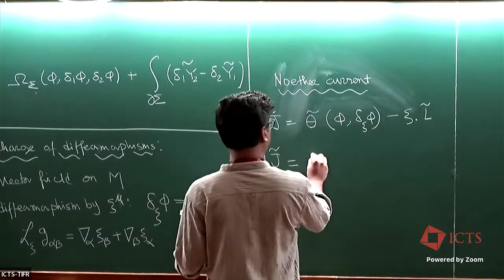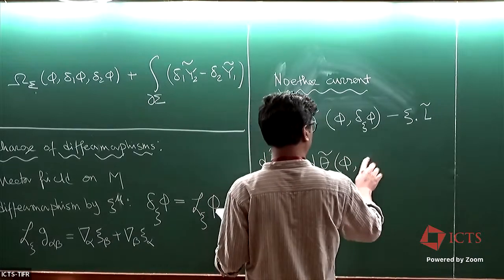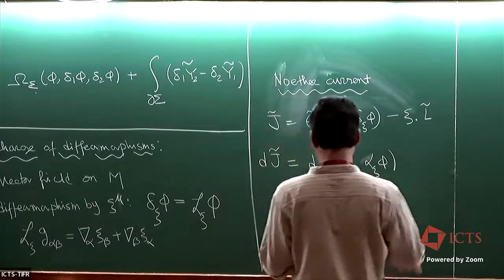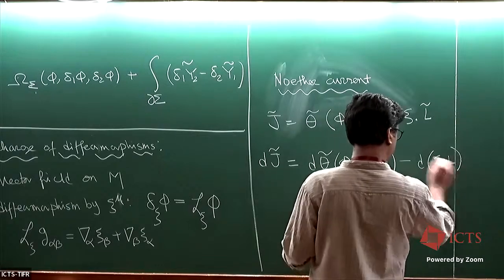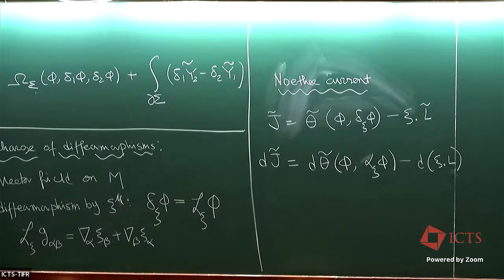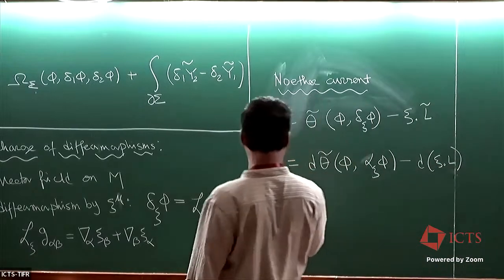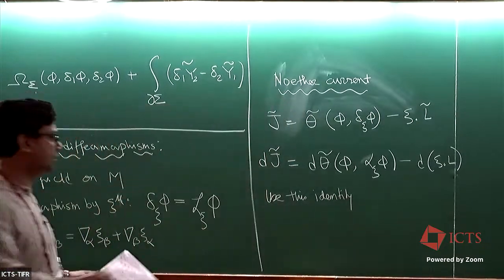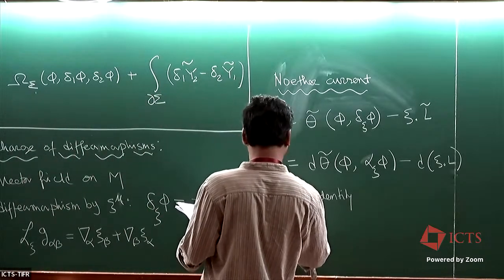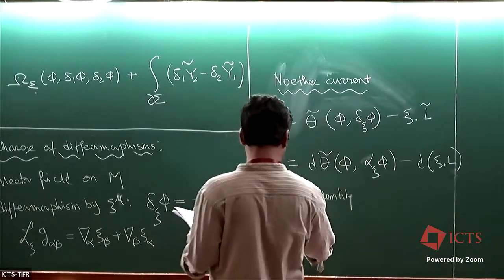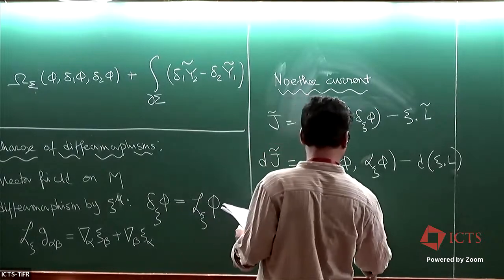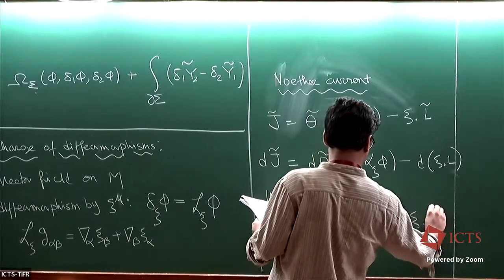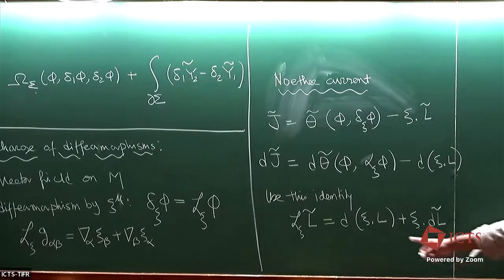So this will clearly be d theta tilde, and then minus d of xi dot L. Clear? Good. Now I will use this identity. It is easy to prove. Jahanur, are you going to prove it? Yes, I think we have already discussed it, but maybe you can talk about it a little bit again today. If you remember, this is nothing but the interior derivative, and L, remember, is a top form, so dL equals zero. So you use this identity.